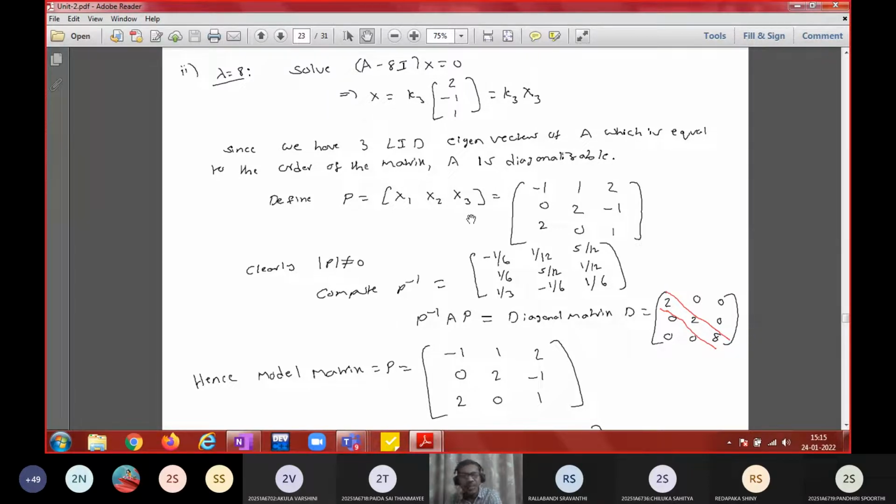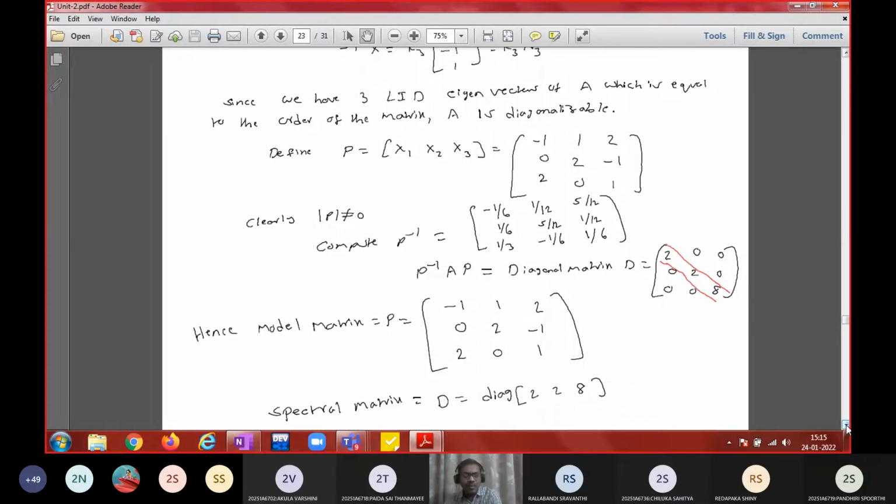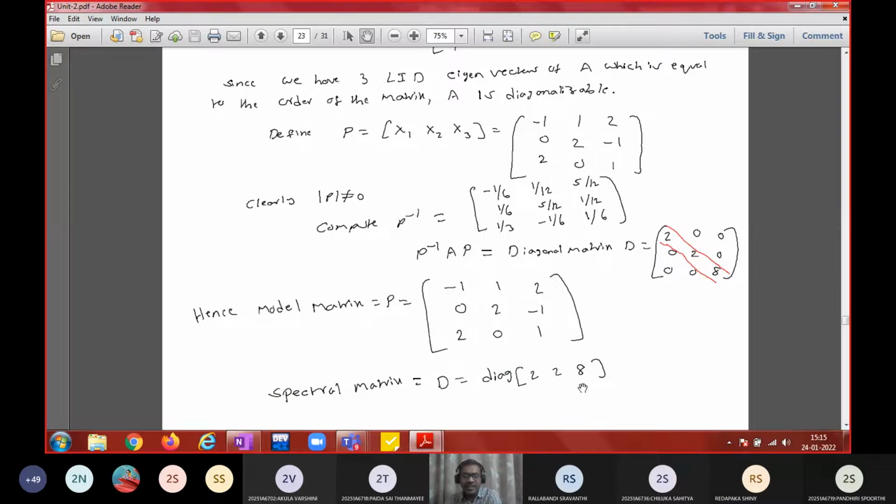You form the matrix by putting these independent eigenvectors as columns, find out P inverse, and show that P inverse AP equals a diagonal matrix. Now the spectral matrix is nothing but this diagonal matrix.